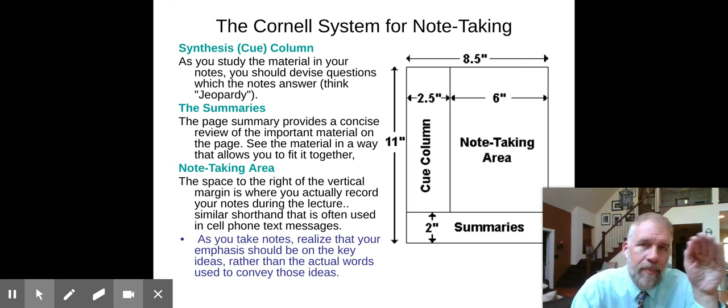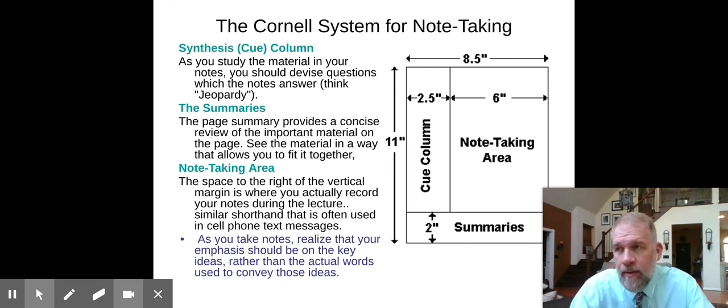Up there at the top, you're just going to write down heading information. You're going to write down your name, the name of the class, the date, the topic, just basic introduction stuff that will go up there at the top of your notebook. I'll show you some examples here in a second. Just things to help you organize what it is that you're doing for the day.